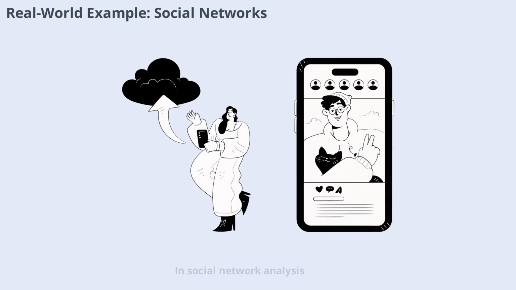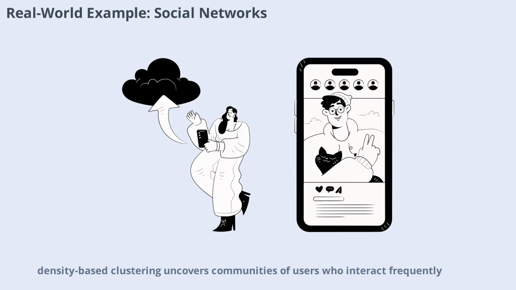In social network analysis, density-based clustering uncovers communities of users who interact frequently. By identifying these dense groups, platforms can recommend friends, target advertisements, or detect suspicious behavior. This application demonstrates the versatility of density-based methods.